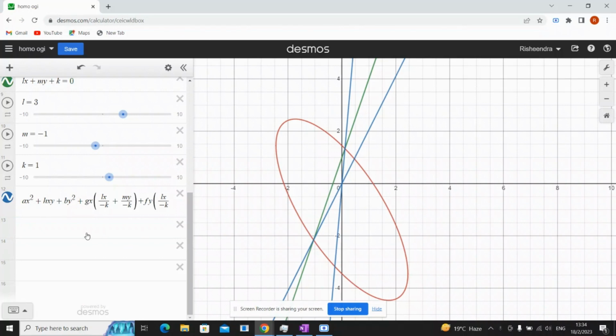Here we have to find the angle between the two straight lines as mentioned in the formula. What is the formula for finding the angle between the two straight lines? The formula is cos theta equals mod a plus b by under root of a minus b whole square plus 2h whole square, right? But there's a catch over there. We cannot write the formula as it is, because we have to simplify the equation. This gx into lx over minus k and plus my over minus k, we have to simplify this equation. So first write the cos.